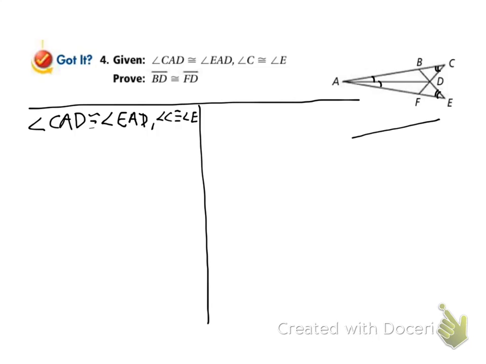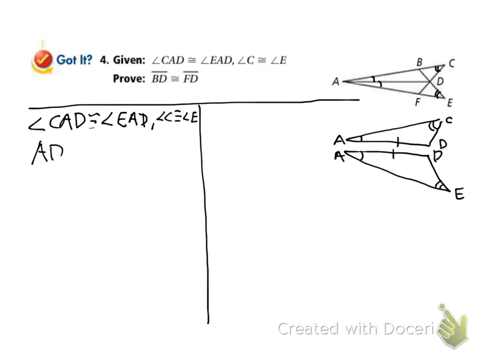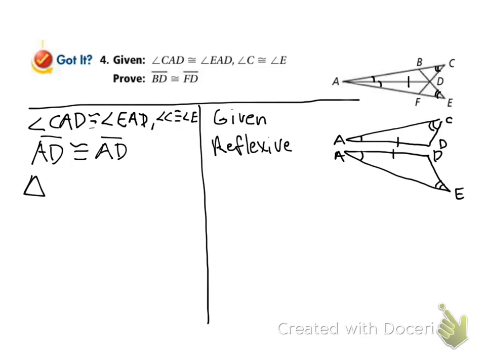Okay, so looking at these big triangles, and I'll try to draw them out here. Okay, not quite to scale, but I've already got those angles and those angles. They both have AD, so I can say that AD is congruent to AD by reflexive. Oh, that was given. This is reflexive. So I'll also mark it on my picture up top, but now I have that these triangles are congruent by AAS. So I can say triangle CAD is congruent to triangle EAD by AAS.